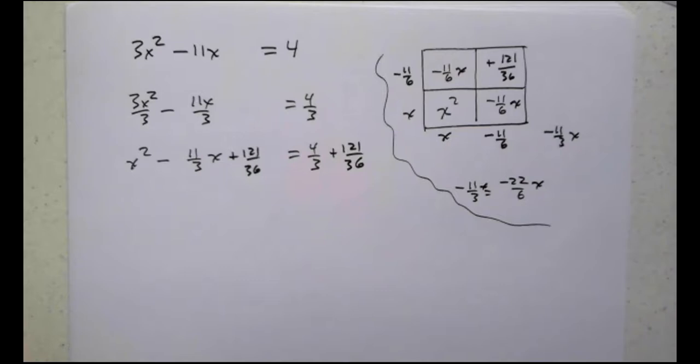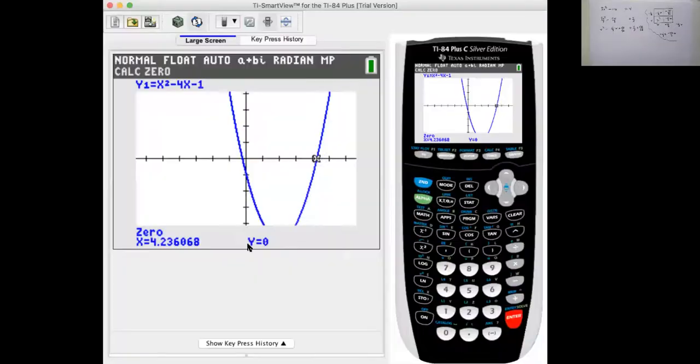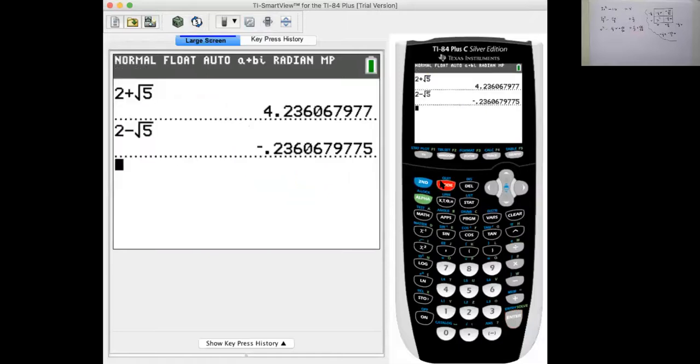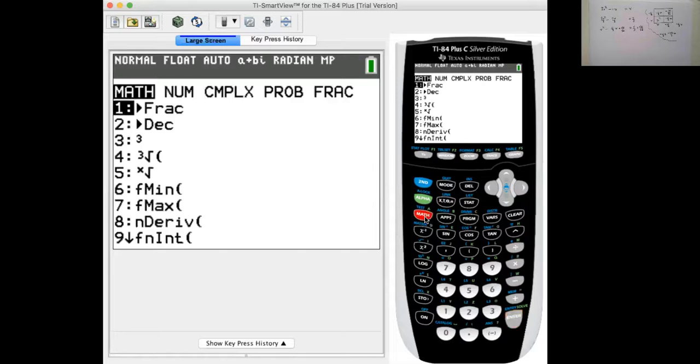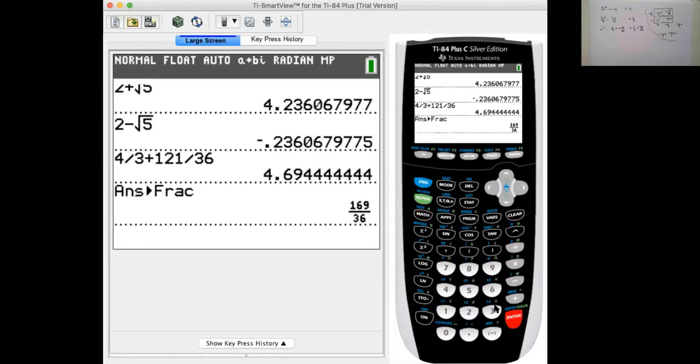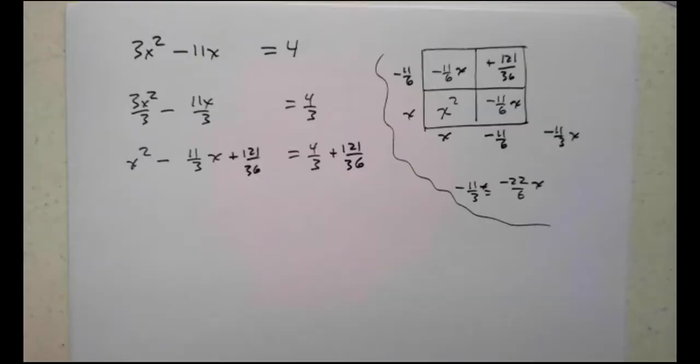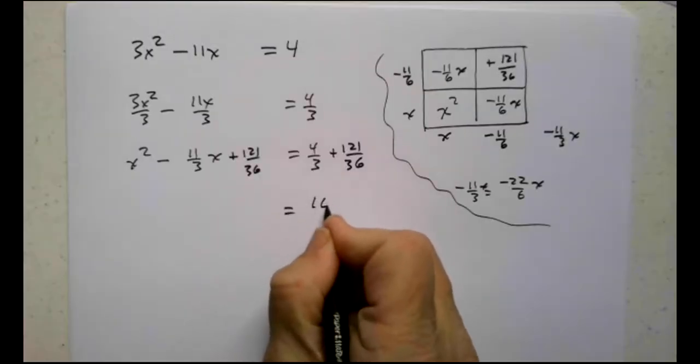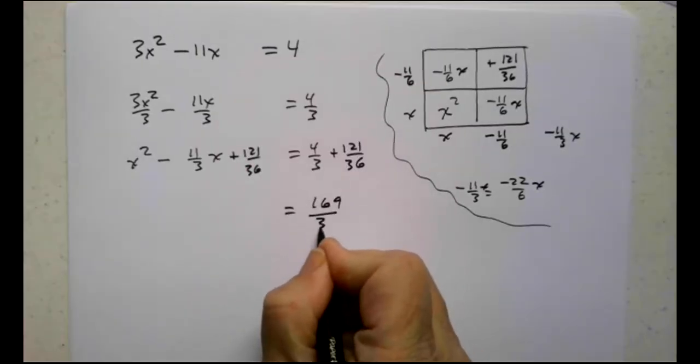Four thirds plus 121/36. Let's do that on the calculator. 4 thirds plus 121 over 36 gives me that. Let's change it into a fraction. Math, change it into a fraction. And we get 169 over 36. So the right side is 169 over 36. Remember we saw 169 before.